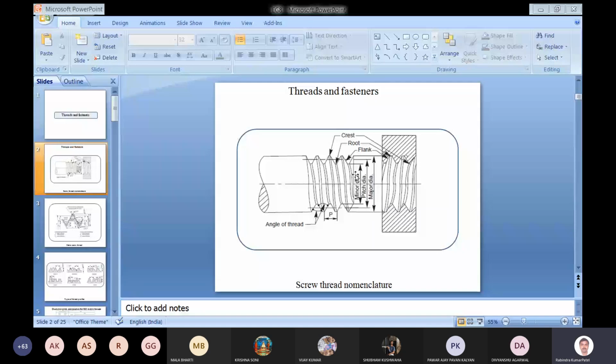is obtained at the location where there is a line passing between the crest and the root. And where this line should pass, we can get after knowing the pitch. There is another term called pitch. Pitch is the distance between two points on two consecutive threads. So this is the pitch.